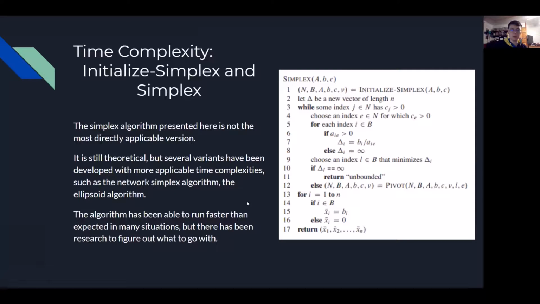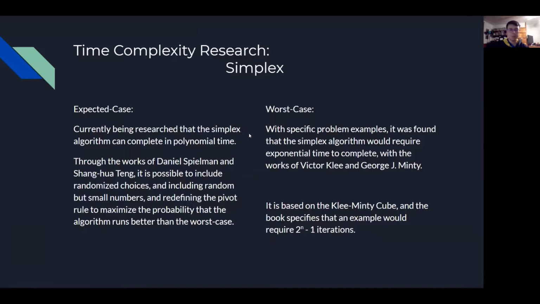This one is very similar to just the simplex algorithm as it stands. They can end up using the same pivot. But the algorithm runs faster than expected in many situations. And there's been lots of research into why that's the case. So it has been found that the expected case could run in polynomial time.